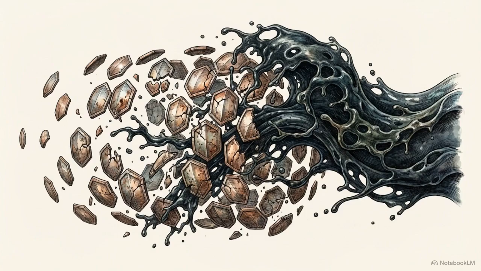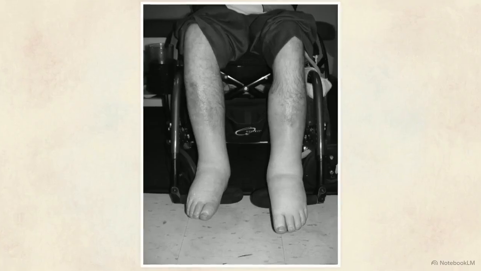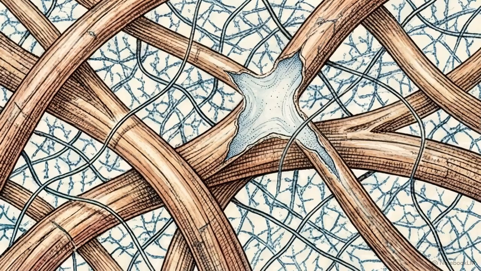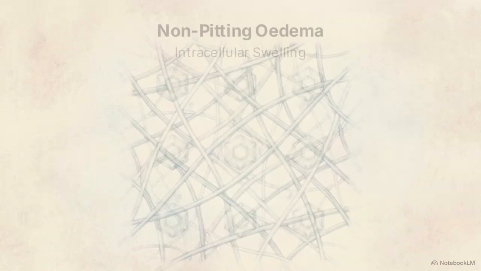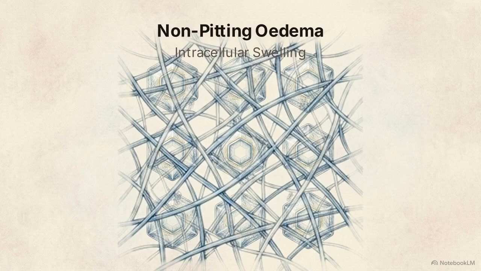When the gel matrix is overwhelmed, the microscopic phase shift presents visibly on the human body. We see pitting edema precisely because external physical pressure temporarily displaces the massive pockets of newly formed free fluid through the expanded interstitial channels. This is a structural failure of the extracellular space itself. It is entirely distinct from nonpitting edema, where individual tissue cells swell internally while the surrounding architecture remains intact.